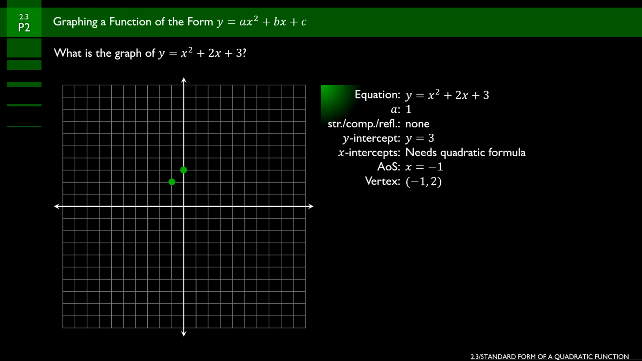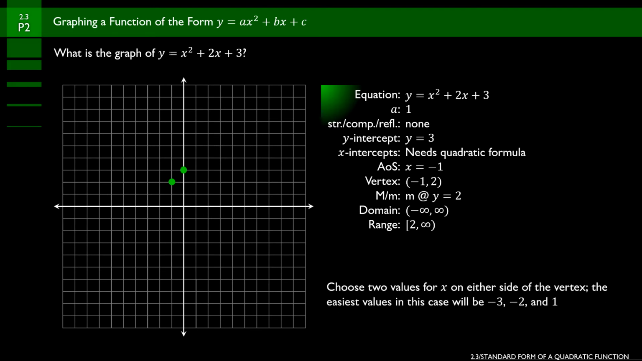Then based off of that vertex, we find out that we have a minimum at y equals 2 because our graph is going to open up because the a value is positive. And then the domain is always going to be all real numbers, or negative infinity to infinity. And then the range is going to start at 2, and since the graph opens up, it's going to go upwards. So you can see that we've already got 2 points on our graph. We've got the vertex at (-1, 2), and we've got the y-intercept at (0, 3). So we need to choose 2 values for x on either side of the vertex, and the easiest values will be negative 3, negative 2, and then since we've already got 0, we'll plot 1.